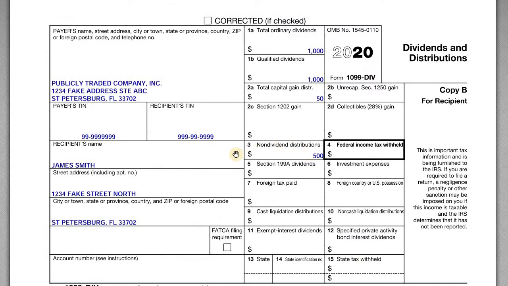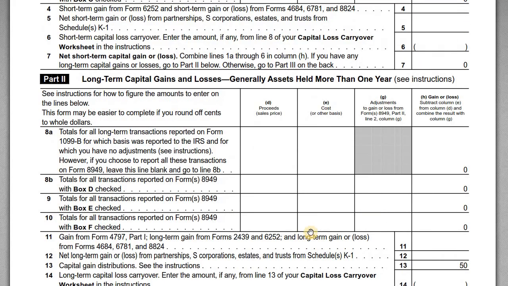And then lastly, we have the non-dividend distributions. Now, the field is listed here, and a lot of tax software programs will have you enter this, but really this doesn't show up anywhere on the return. And again, that's because it's not taxable. Non-dividend distributions are a return of principal, so it's not a distribution of income, so it's not taxable income to you as the recipient. So the $500 really isn't going to show up anywhere here.